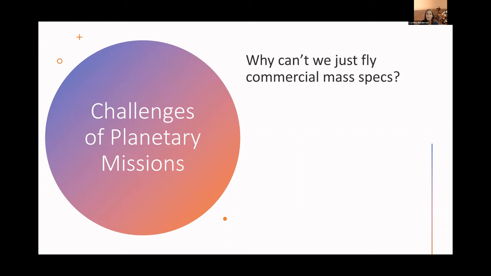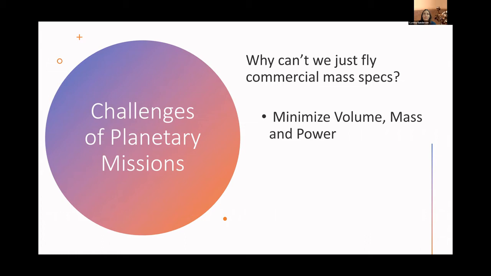So why can't we just fly commercial mass specs? I really want to focus on this tonight because there are challenges associated with designing these mass spectrometers or any spaceflight mission. To begin, minimizing volume and mass is extremely important. And I have never worked on a mission where this wasn't important. And I'm going to elaborate on that in the next slide.